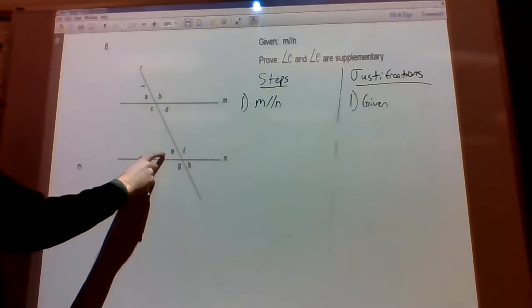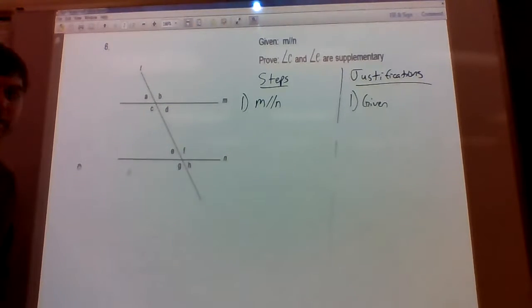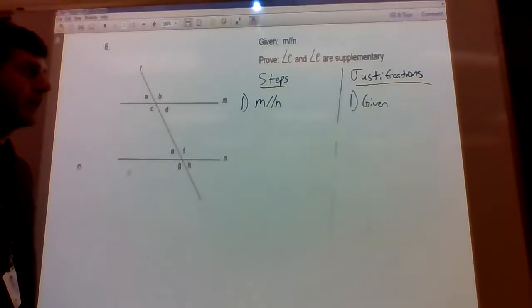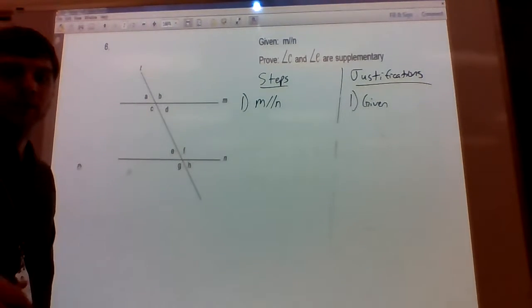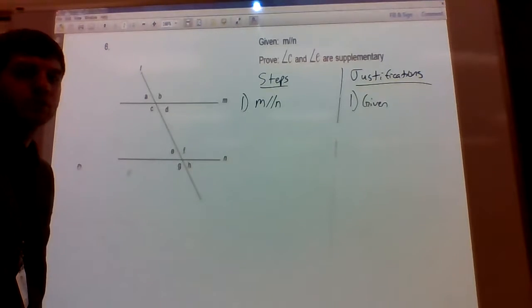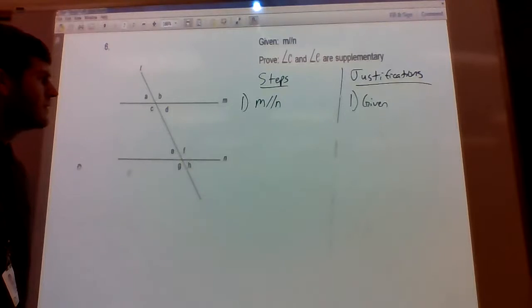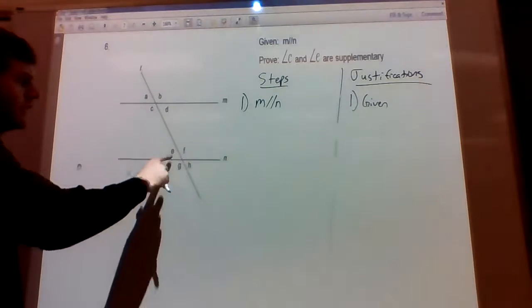Angle C and E are supplementary. So we know angle C and E are same side interior angles, so we know they're going to be supplementary. But we're trying to prove that, so we can't assume it to be true. We need to show that it's true using other theorems and postulates. Okay. So our goal is to get from C to E.